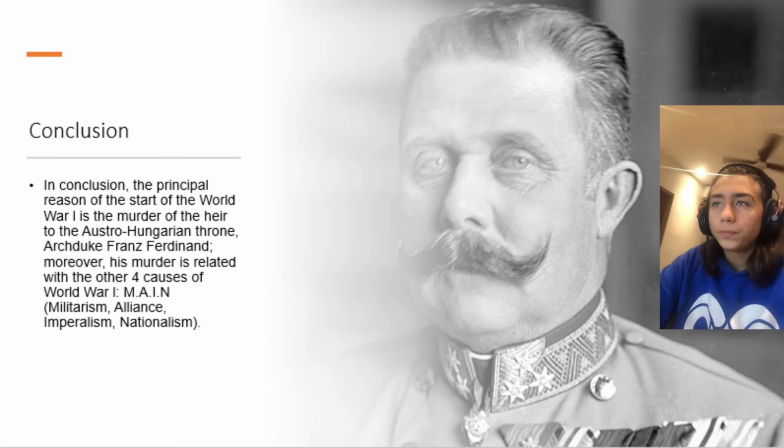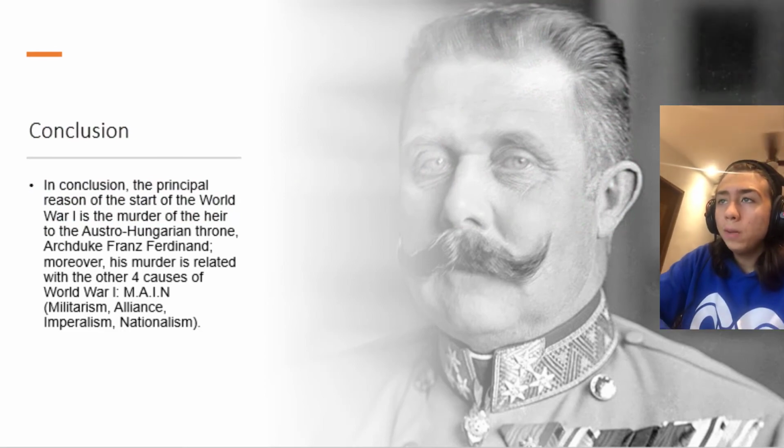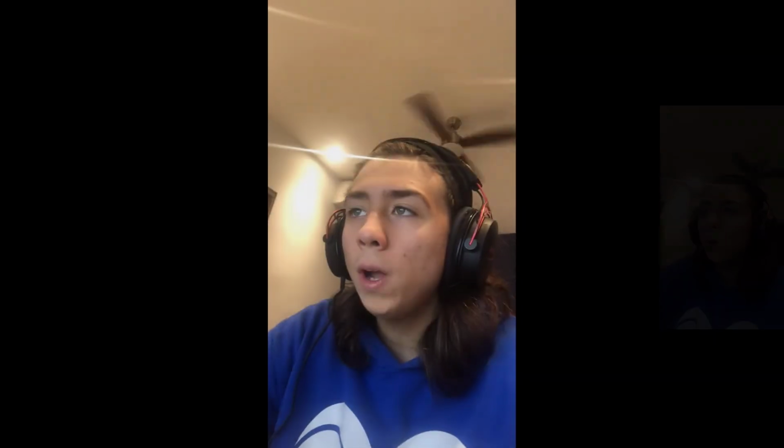In conclusion, the principal reason for the start of World War One is the murder of the heir to the Austro-Hungarian throne, Archduke Franz Ferdinand, as we said. Moreover, his murder is related with the other four causes of World War One: militarism, alliances, imperialism, and nationalism.